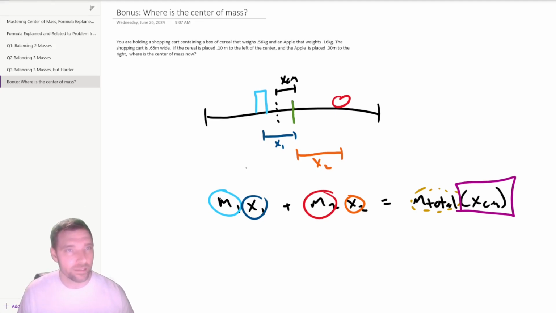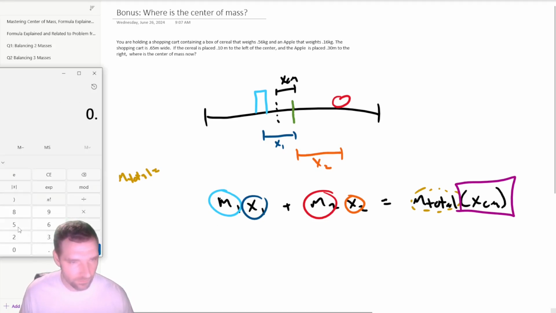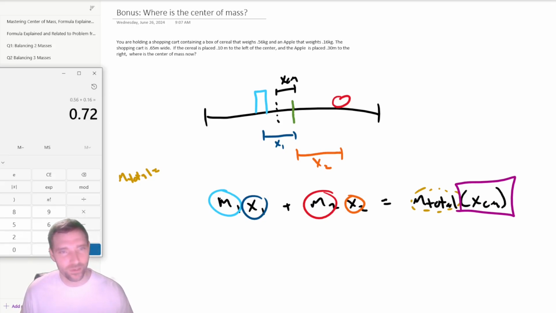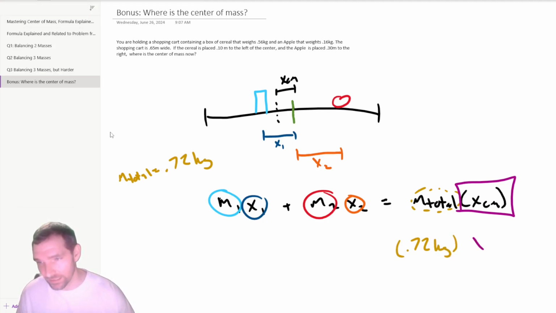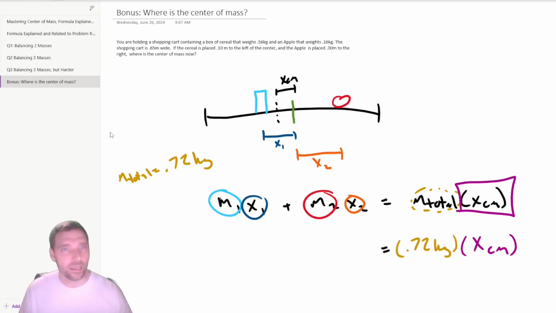So the total mass here is just the two added up. So I think that was 0.56 plus 0.16. Say it with me: 0.72 kilograms. So we've got that times this mystery number, that displacement we're not really sure about. And that's going to be equal now to this m1 x1 plus m2 x2 thing that we have.